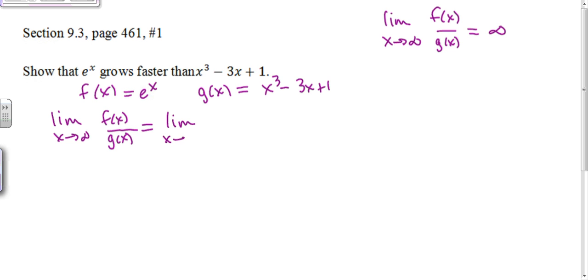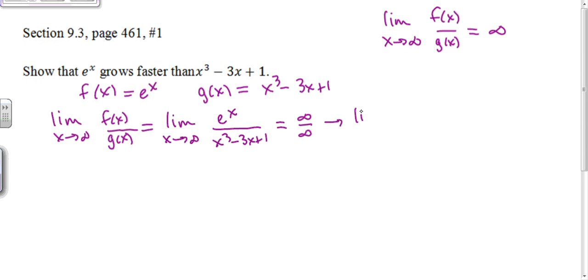So I've got my limit as x goes to infinity of e to the x over x cubed minus 3x plus 1. And there's not really a lot of algebra I can do here, a lot of manipulation. I really just need to substitute in. And when I do that, I get infinity over infinity. Now this is an indeterminate form. It's not a final answer, but it is an indeterminate form that we can use L'Hopital's rule for.